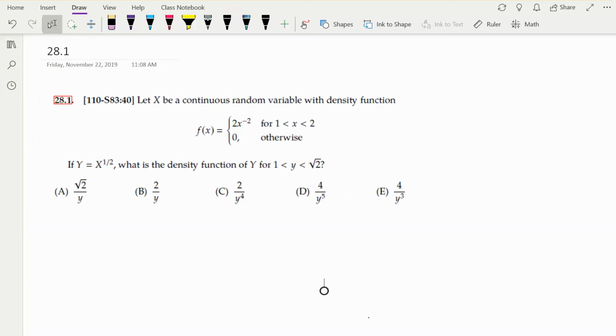I think I actually have a handout for this. We dropped one.